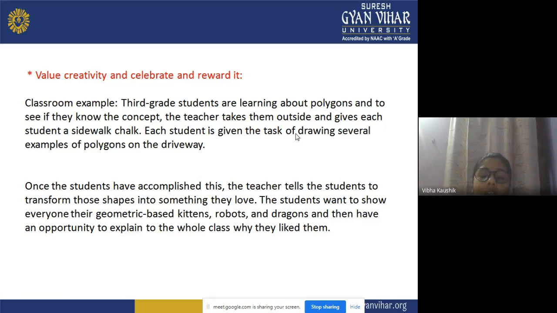Now they have developed several examples of polygons on the driveway, and the teacher will ask them to transform those shapes into something they love. The students want to show everyone their geometric-based kittens, robots, and dragons, and then have an opportunity to explain to the whole class why they like them. And in this way, the teacher will develop creativity among the students.